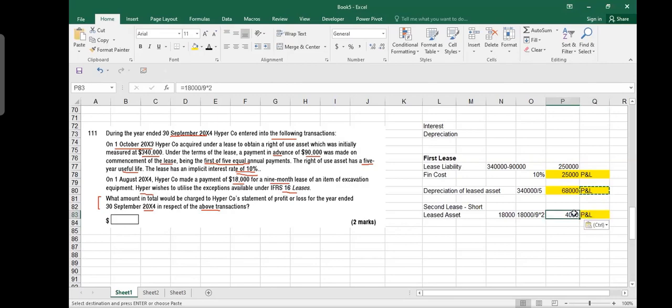So these are the things which will go. There is no interest here. There is no interest payment in the second lease. It's a short-term lease here. So these 3 numbers you are going to put. Let me add them up. 25,000 plus 68 plus 4. And you get $97,000. This goes into your P&L. And this is what they ask you, that with reference to these 2 transactions, what will be charged to P&L? $97,000.